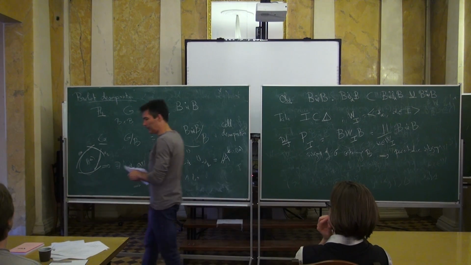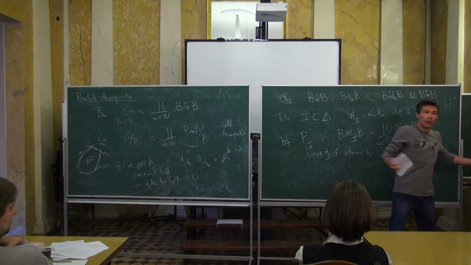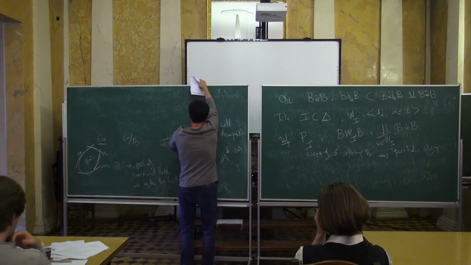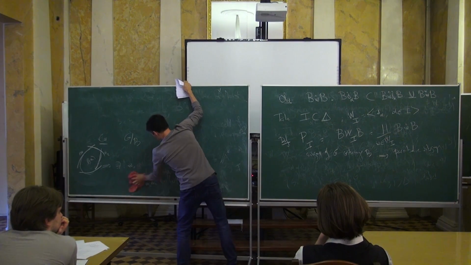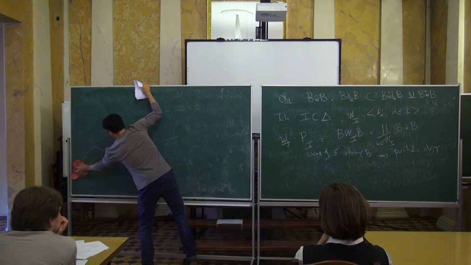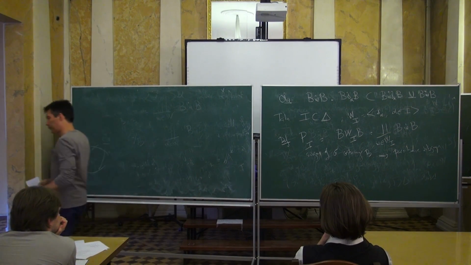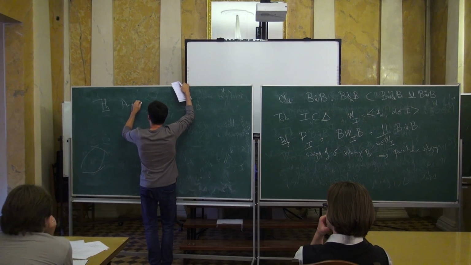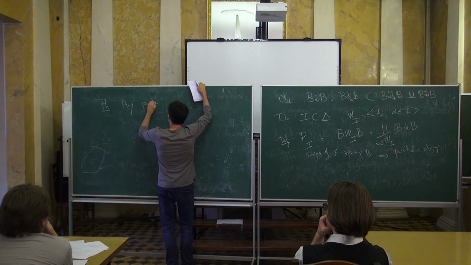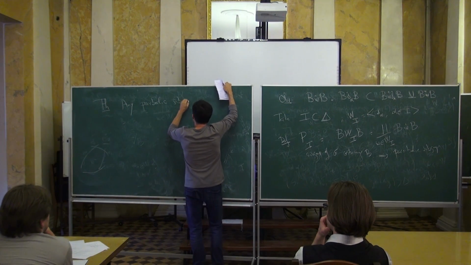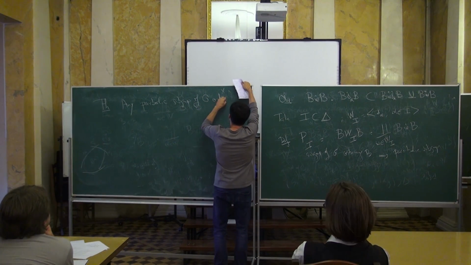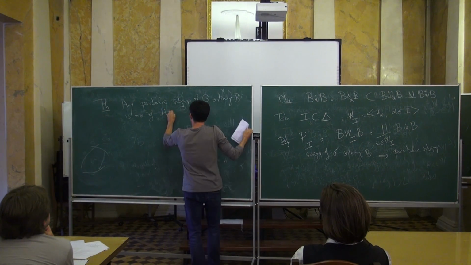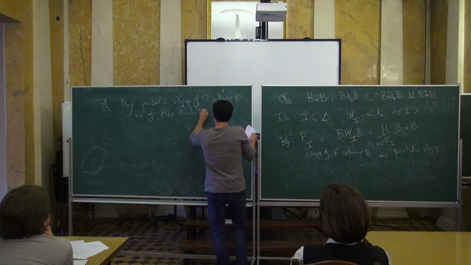And the result of the classification is that this gives you all the parabolic subgroups. So these groups are called the standard parabolics. So the theorem is that any parabolic subgroup of G containing B is one of these standard parabolics.